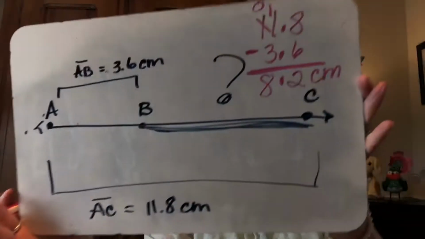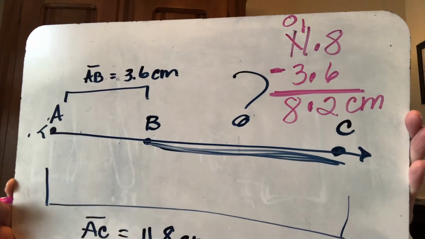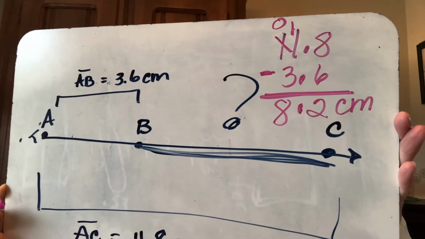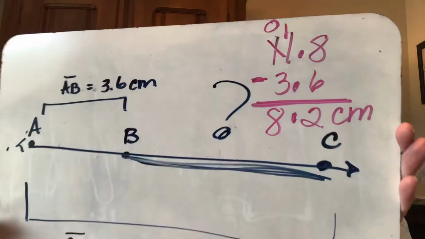So what is line segment BC? Are you with me? Is 8.2 centimeters. Good answer. Good answer.